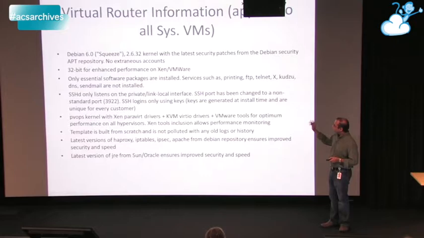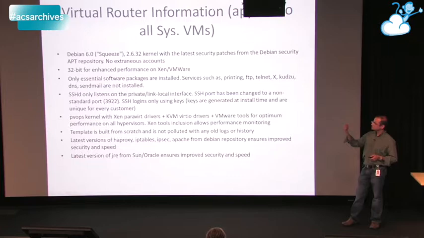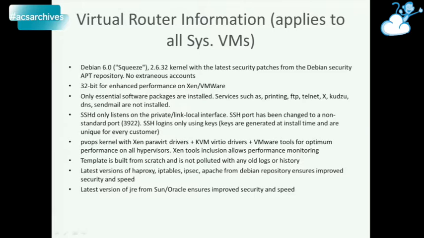Just some information on what it is today. It's Debian 6 Squeeze, and it tends to get revved every CloudStack release. It's 32 bits. We also have offerings for the virtual router, so you can ask for small or big virtual routers. You can say, I want one core, or two cores, or four cores. We found that for maximum performance, you typically want 2 cores and 4 gigabytes of RAM. We only install essential software packages because it is like a security access point for the end users.